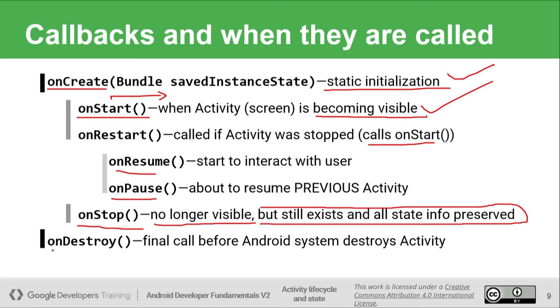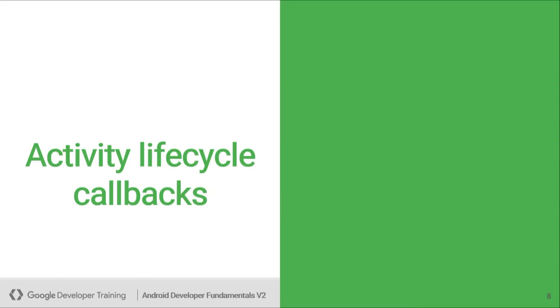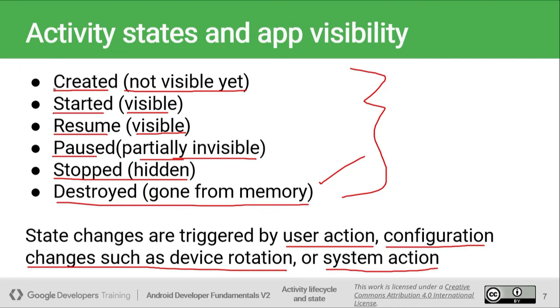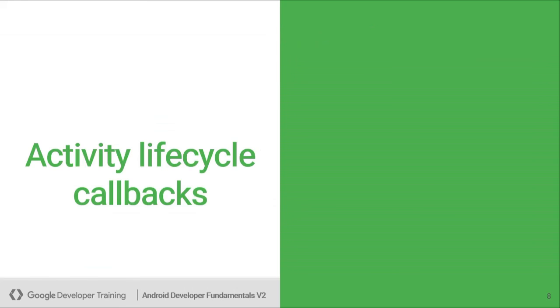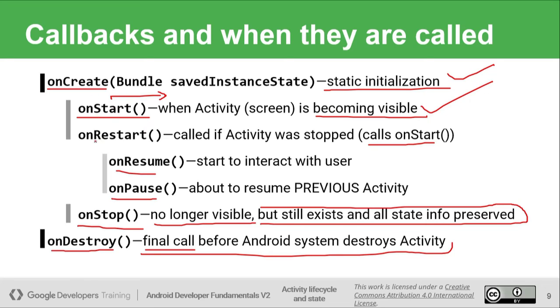And this is the last state of an app, which is the final call before the Android system destroys the activity. So there are different functions according to these different states: created, started, resumed, paused, stopped, and destroyed. According to these states, we have different callback functions: onCreate, onStart, onRestart, onResume, and so on.